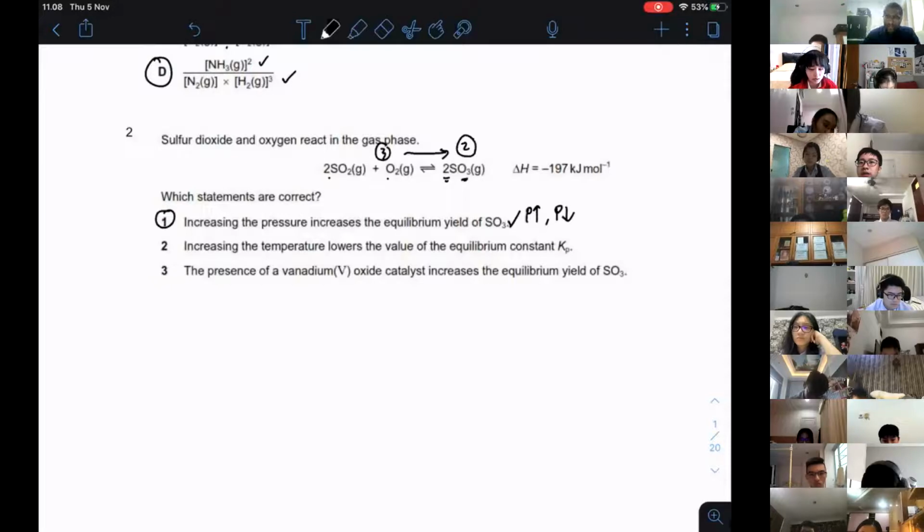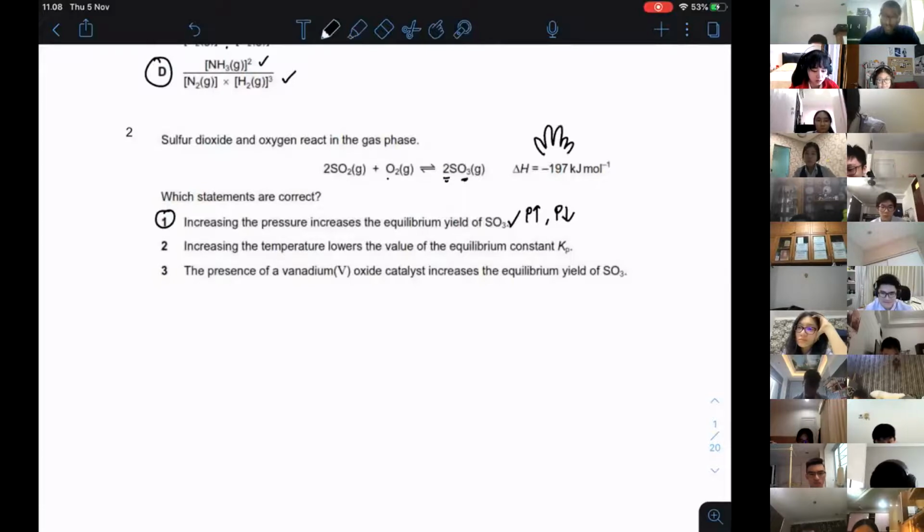Increasing the temperature. Let's talk about temperature then. Temperature lowers the value of the equilibrium constant. Now we know that the equilibrium constant is affected by temperature only, but we don't know whether it's going to go up or go down. So what you need to do? You follow what I taught you. Put a hand over there. This is going to be negative. So this is hot. This is going to be cold.